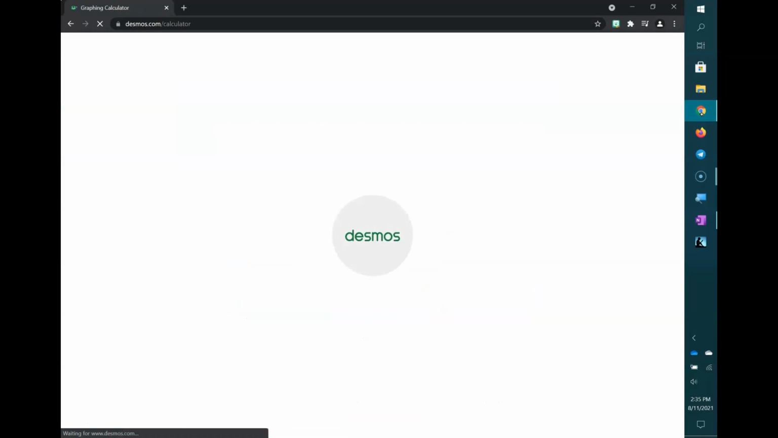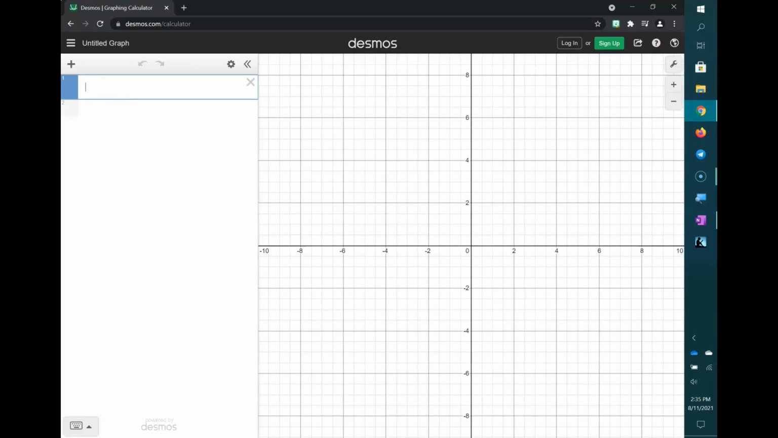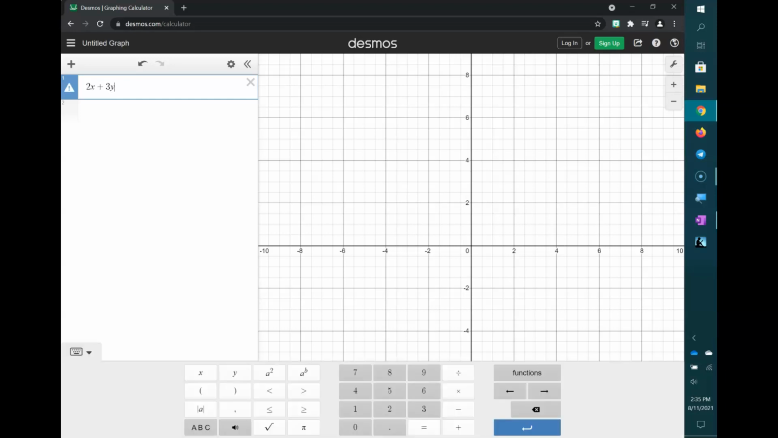The graphing calculator. And then I'm going to show you how to graph inequalities. And you'll see that it does the shading with the color. So if I do 2x plus 3y, and I want to do less than or equal to, see how in the bottom left corner there's a little palette. So it's a special keyboard that goes with Desmos.